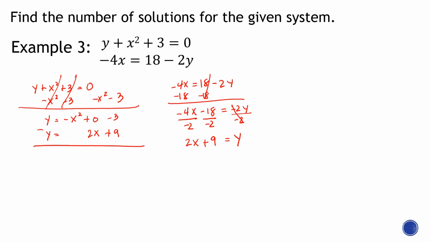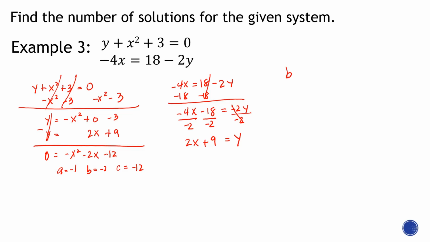Okay, so negative y minus y, 0. Negative x squared minus 0 is negative x squared. 0 minus 2x, that's negative 2x. Negative 3 minus 9 is negative 12. Obviously, a is negative 1, b is equal to negative 2, and c is equal to negative 12.